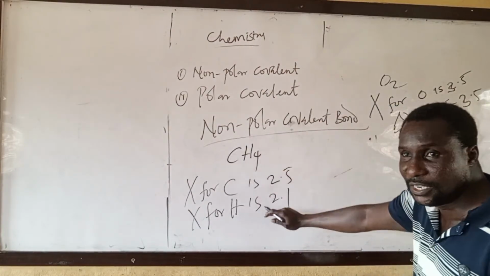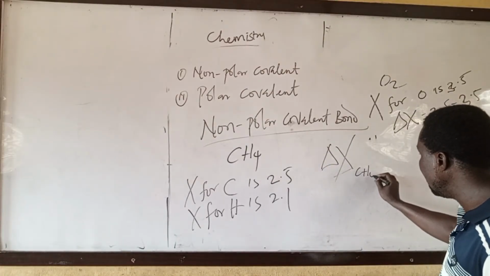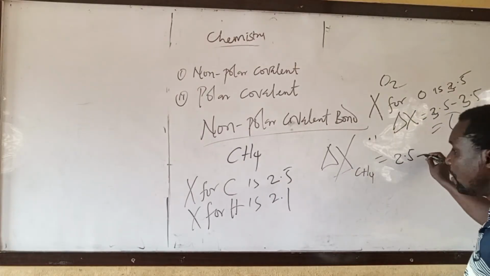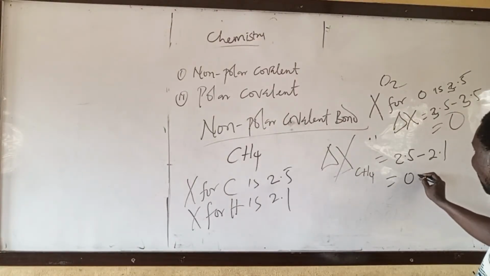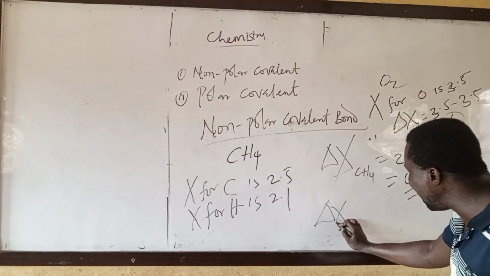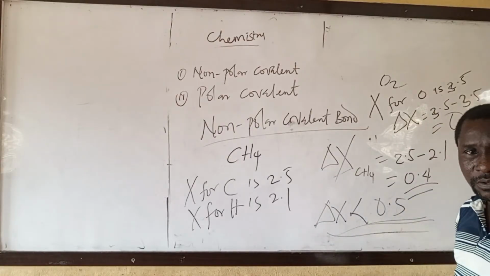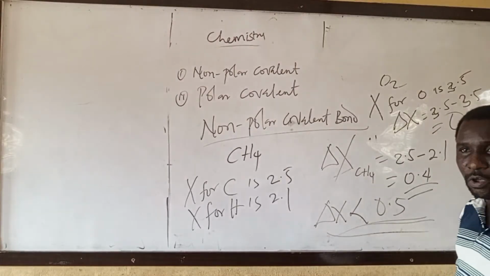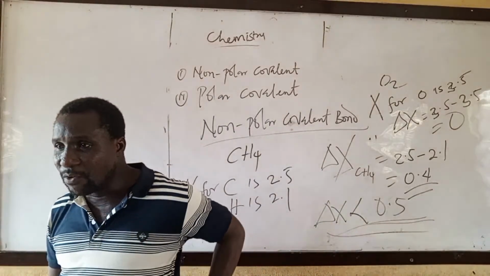What is the electronegativity difference for methane? 2.5 minus 2.1 gives you 0.4. And I told you, when you have an electronegativity difference less than 0.5, the bond is non-polar. That means methane has a non-polar covalent bond. Are you following? Yes. Non-polar covalent bond.